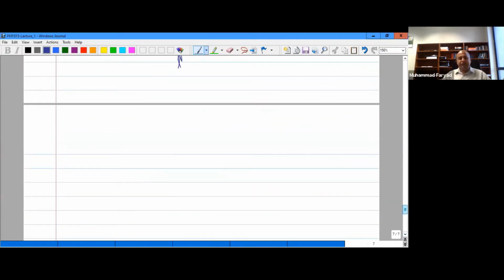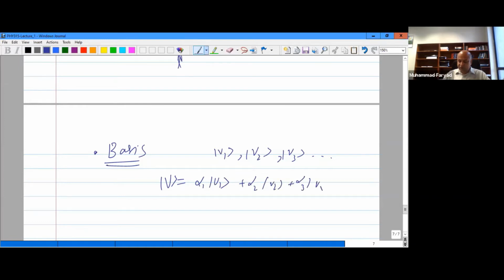Let me now define a couple of terms that go with the vector spaces that we'll be using. The first and important term is what we call a basis. So a basis is a set of vectors, let's say v1, v2, v3, and so on, that you can use to write any other element of that vector space. For example, if there is some vector v, I can write it as a sum of these basis vectors. So some alpha 1 v1, some alpha 2 v2, some alpha 3 v3, and so on.